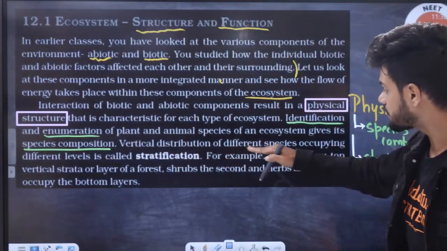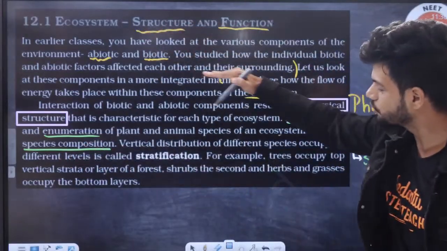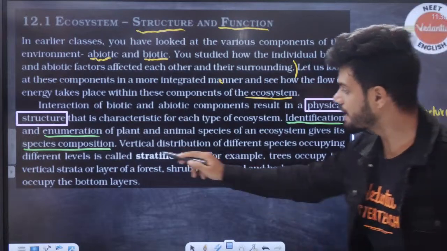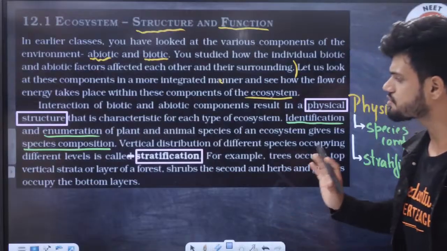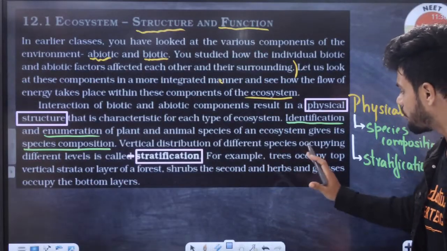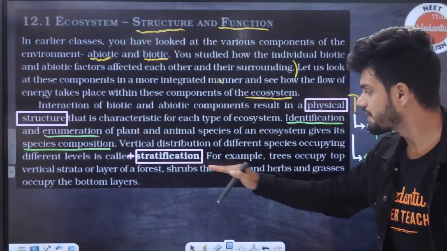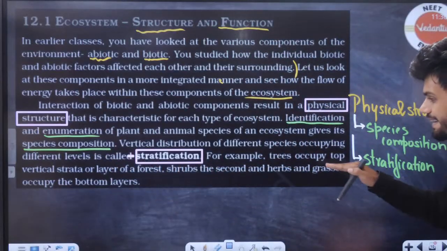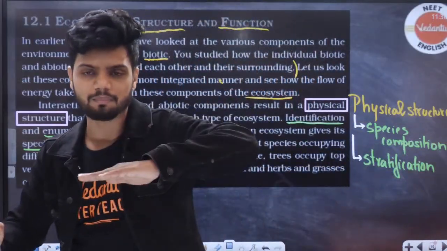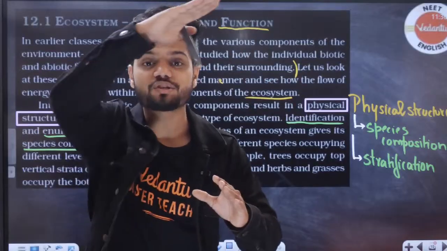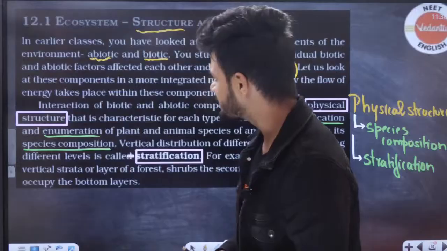Vertical distribution of different species occupying different levels, level 1, level 2, level 3, level 4, is called stratification. It is called what? Stratification. For example, trees occupy the top vertical strata or layer of the forest, shrubs the second, herbs the third, grasses occupying the bottom layer. Grasses are present at the bottom layer. That is called what? Stratification. Done.